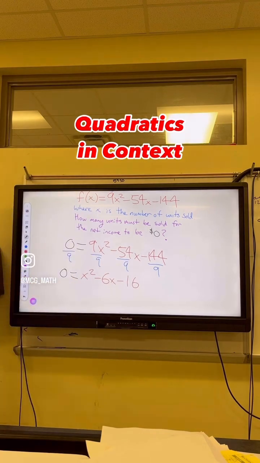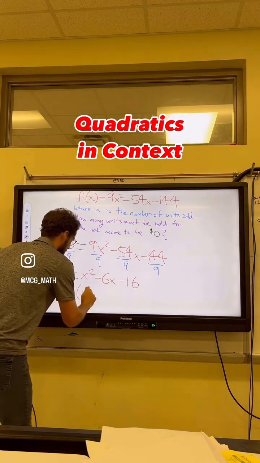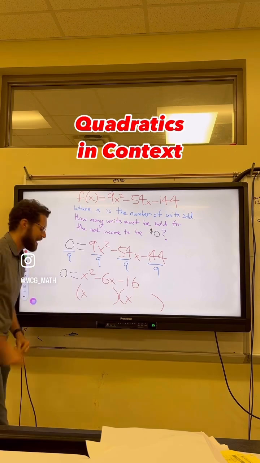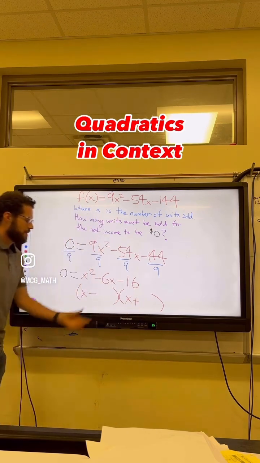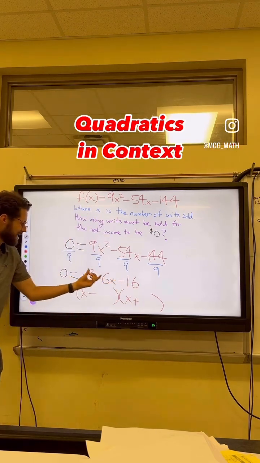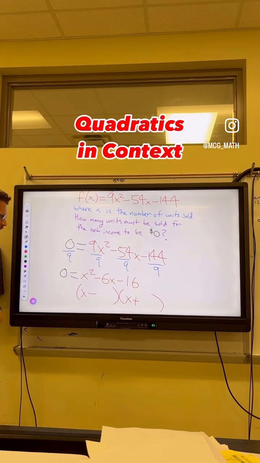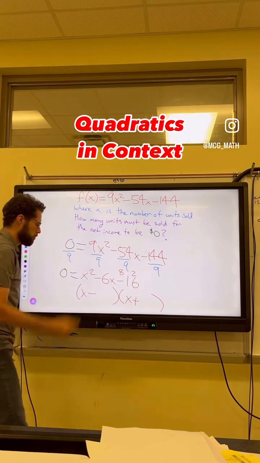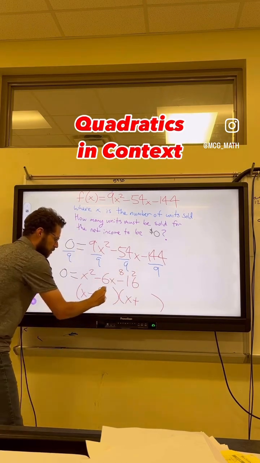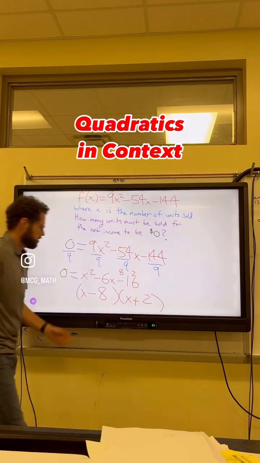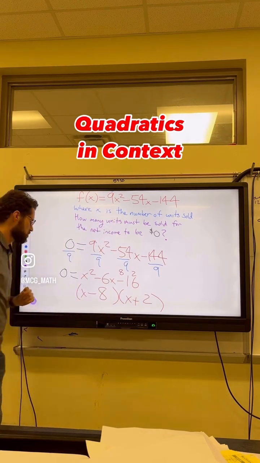Now, this is a lot easier to factor. So we'd say what times what makes x squared, x times x. What times what gives us a negative times a positive. And then what times what makes 16, but also adds up to negative 6. Well, that could be 8 and 2, which are 6 apart. So I'll make the 8 the negative part and the 2 the positive part. So we have the quantity x minus 8 times the quantity x plus 2 is equal to 0.